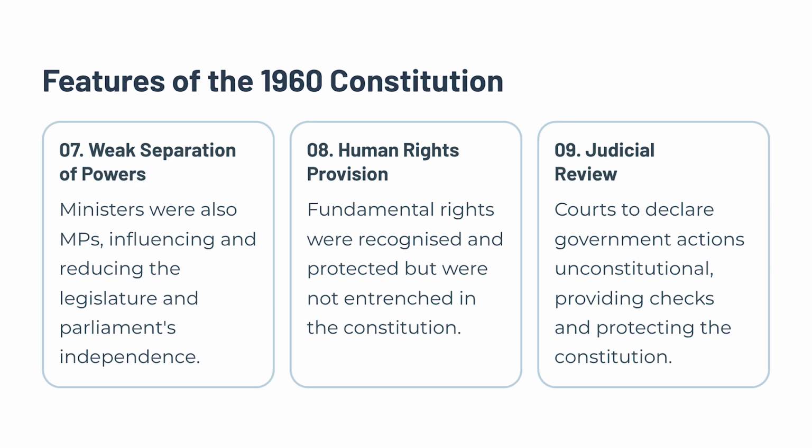7. Weak separation of powers. Most ministers were also members of parliament, which reduced the independence of the legislature. 8. Human rights provision. Fundamental human rights were recognized, but they were not entrenched, meaning they could be abused easily. 9. Judicial review. Courts were given the power to declare government actions unconstitutional, helping to protect the constitution, at least on paper.